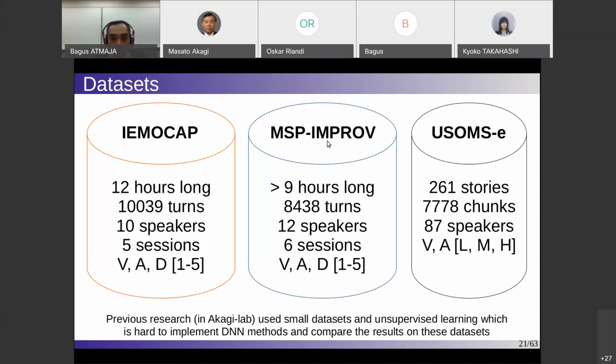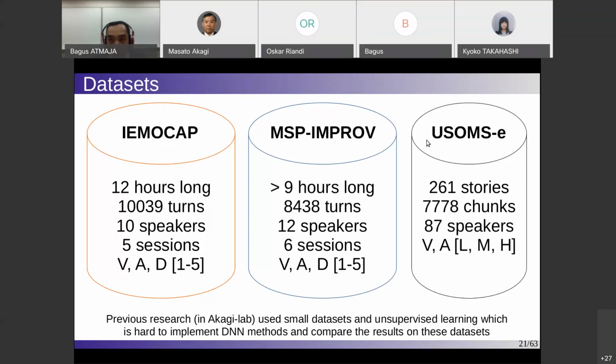And the second dataset is called the MSP-IMPROV dataset. This is from the same author of the IEMOCAP dataset. This dataset contains more than 9 hours of speech, and it has more than 8,000 utterances or turns from 12 speakers in 6 sessions. And also the labels are the same as IEMOCAP, valence, arousal, and dominance with scale 1 to 5. And also we scale it to -1 to 1.